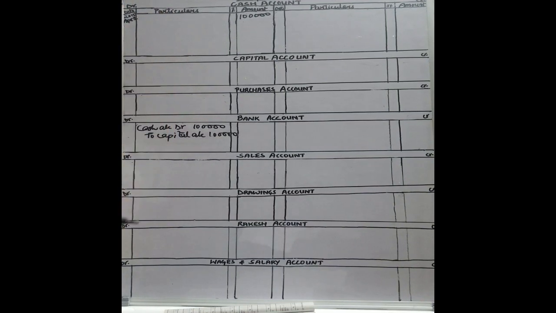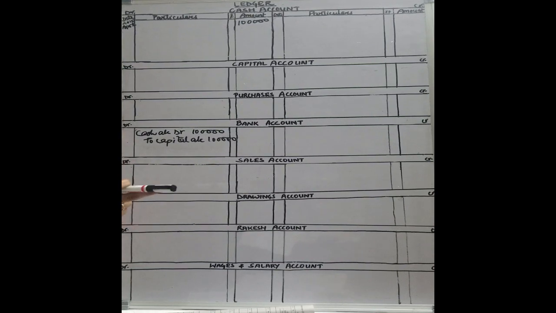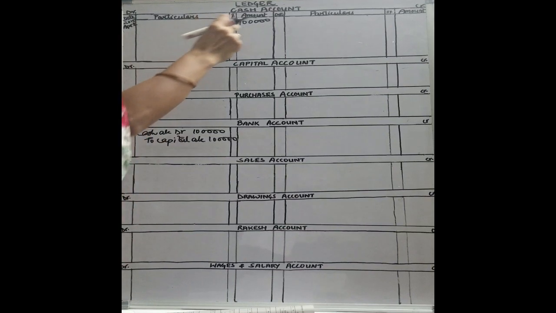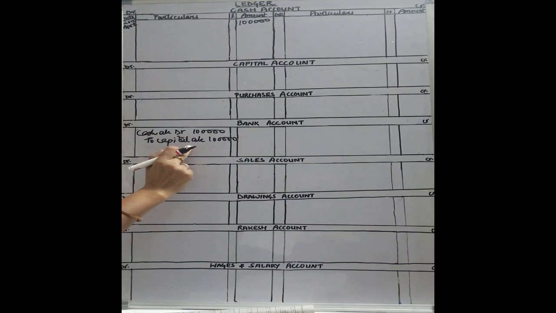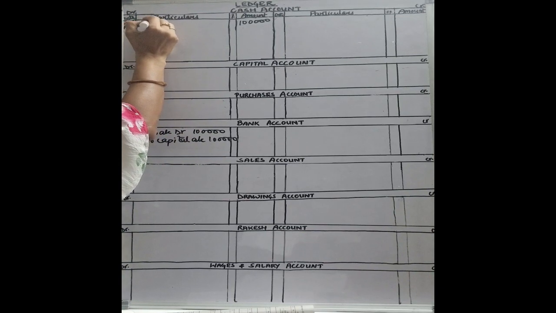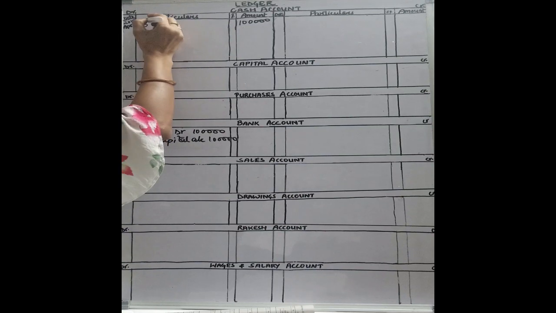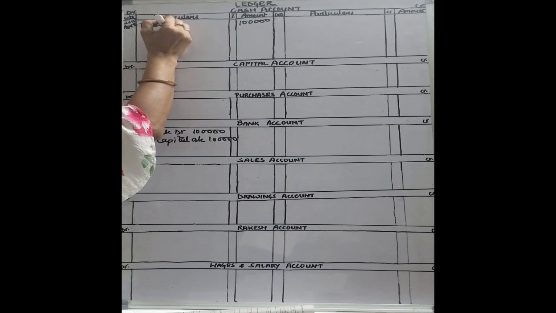Now in the particulars column, we have to write the reason behind debiting the cash account. As I told you earlier, the reason will always be the other account on the opposite side. Here the other account on the opposite side is the capital account. So the reason behind debiting the cash account is the capital account. As I told you, we have to write 'To' before the reason on the debit side. So we will write it like 'To capital account'. Now we have done the entry in the cash account.